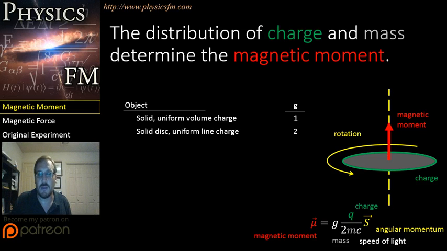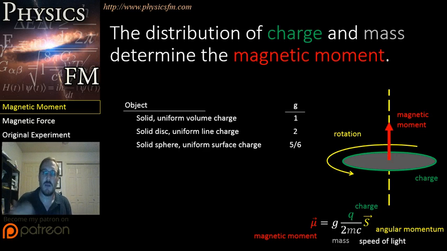Another one that I'd like to look at here is a solid sphere with a uniform surface charge. So now I have a solid sphere and I've smeared the charge all over its surface, and then I spin it around. It doesn't matter what axis because it's a sphere, right? In that case, g is 5/6. Now, the reason why I have that last one, as well as for some other reasons, but for these two particular ones, I left that there because they have to do with how the electron works, right?